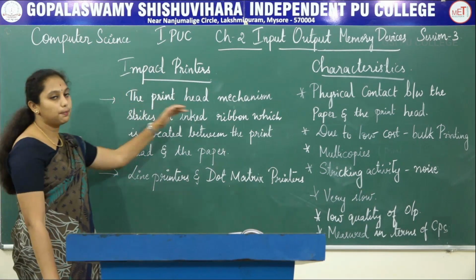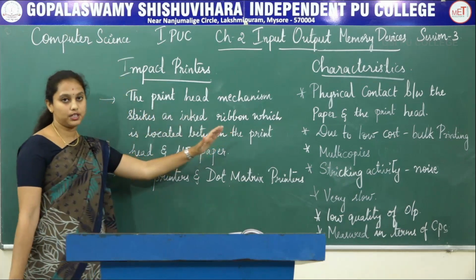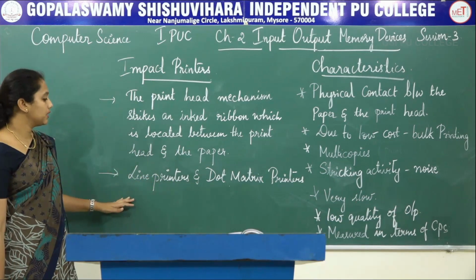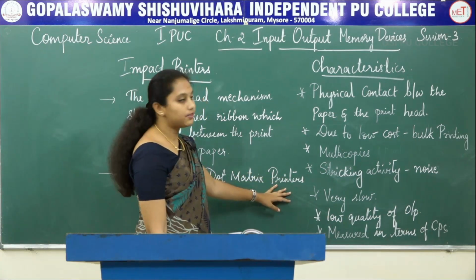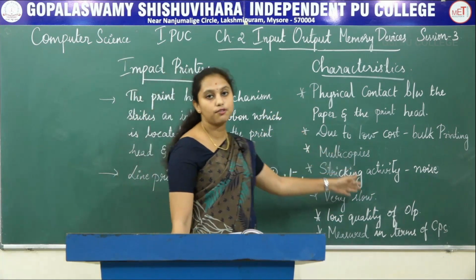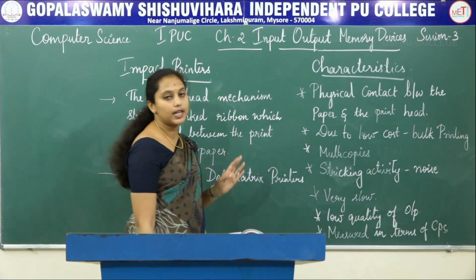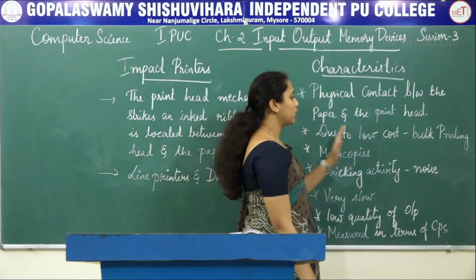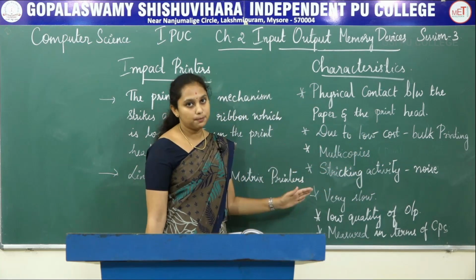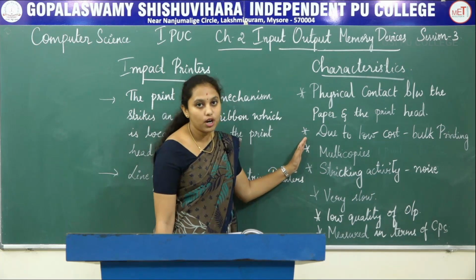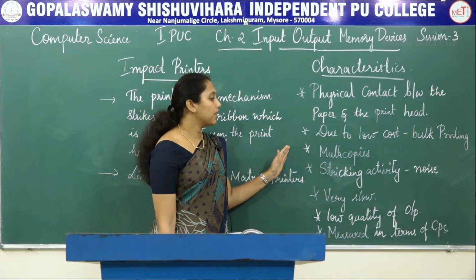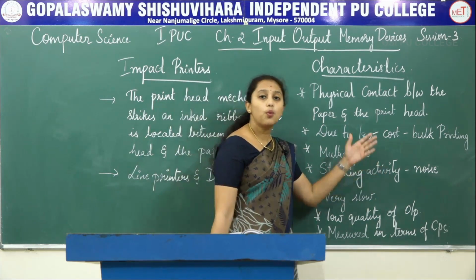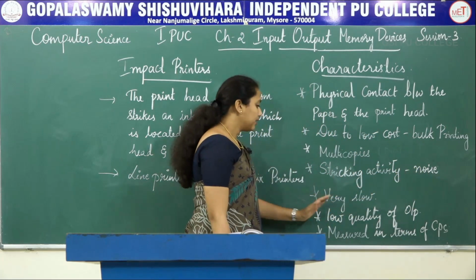In impact printers, the print head mechanism strikes an ink ribbon which is located between the print head and the paper. The types of impact printers are line printers and dot matrix printers. When it comes to the characteristics of impact printers, there is a physical contact between the paper and the print head to produce an image, and due to the low cost, they are suitable for bulk printing, and these are ideal for multiple copies because they may undergo many layers of the paper, and due to the striking activity, they are very noisy to operate, and they are very slow.